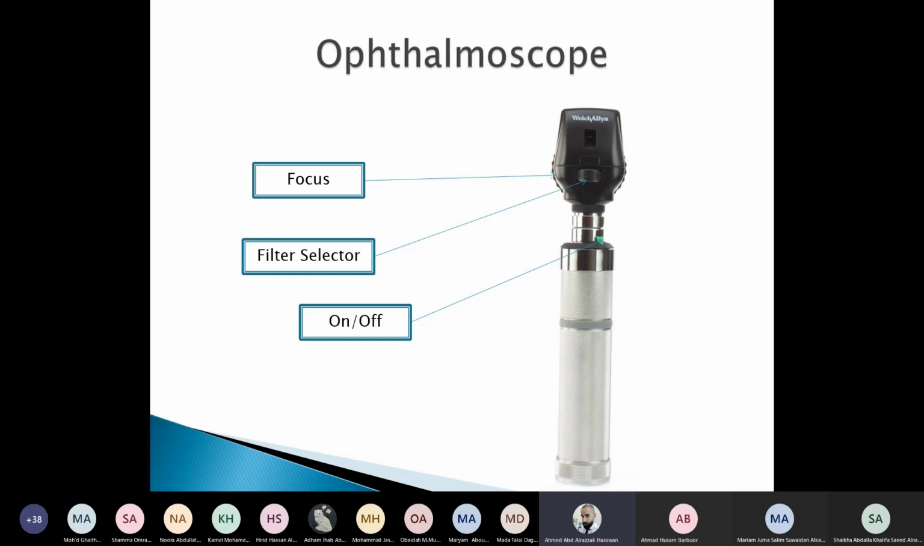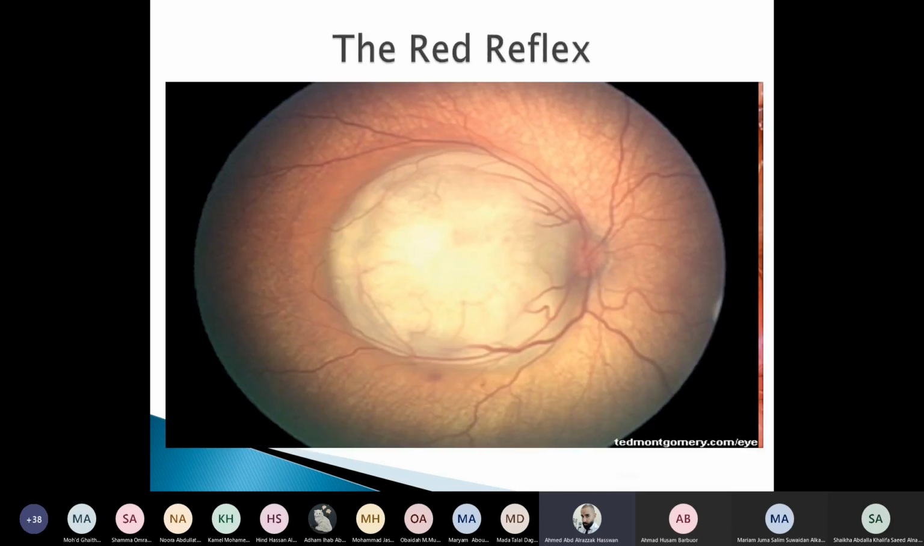For the second part, the red reflex, we need to know what it is. If we shine a light on a patient's eye, it should look like the one on the left side, which has the red color, while the eye on the right side, which is the left eye of the patient, is showing what is known as a white reflex. So what is the red reflex? Why do we care that it's present? First of all, what do you think the red reflex is, guys? Any idea?